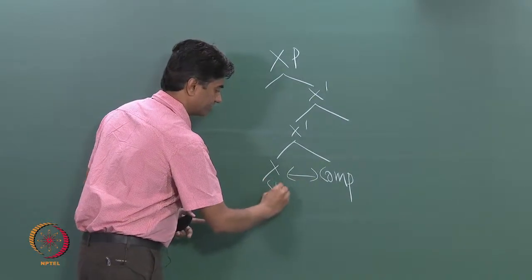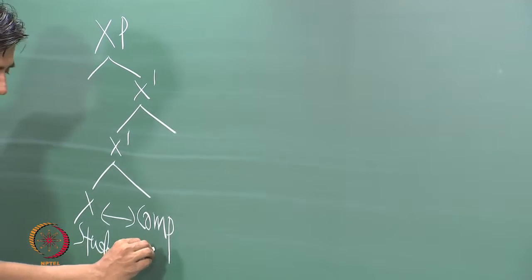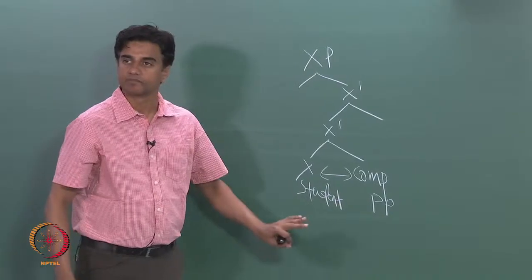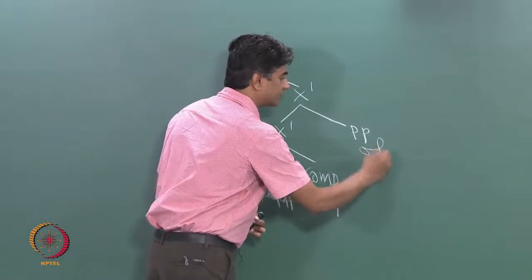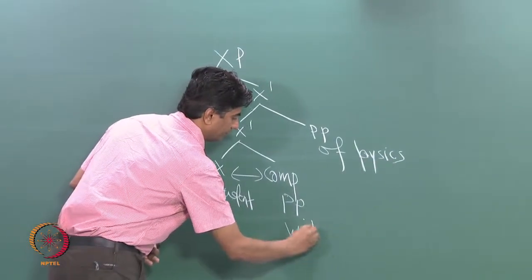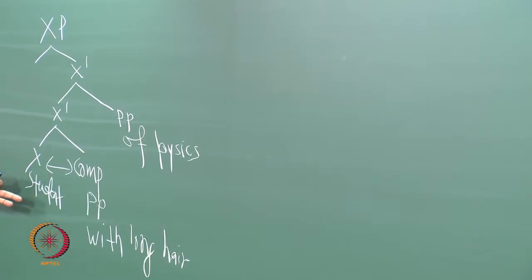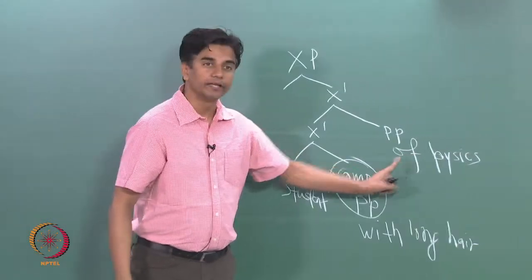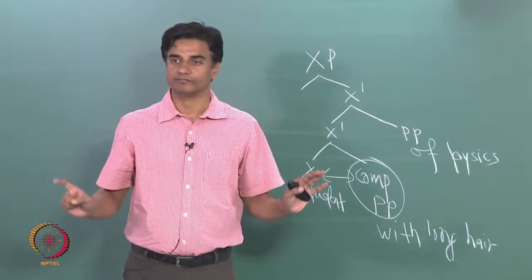We have the head student. Am I right here on this phrase? Right. And the complement is a PP, right? And I'm just going to leave it here. This PP is of physics, right? And we have another PP as an adjunct, with long hair. Now, if I put of physics here, and then with long hair here, this is going to yield ungrammaticality, because this slot is for the complement. And if there is a complement, it should be in close proximity with the head. This is the only reason why this phrase in B is ungrammatical. Okay?